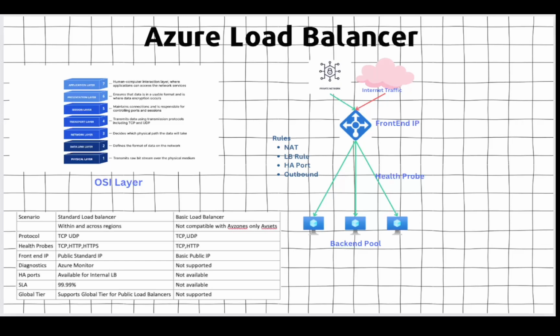The front-end IP of a standard load balancer can be a public standard IP, while a basic load balancer can only have a basic public IP. Diagnostics of Azure Monitor can be applied on a standard load balancer, while it is not supported on a basic load balancer. HA ports are available for internal load balancer, while in basic load balancer, HA ports are not available. Now there is an SLA on the standard load balancer, like it has a 99.99% SLA. Well, a basic load balancer has no SLA. Standard load balancer supports global tier for public load balancers, but the same is not supported in a basic load balancer.